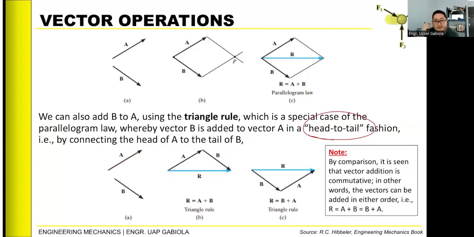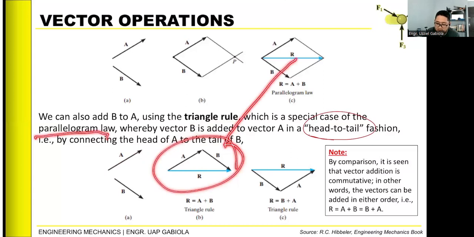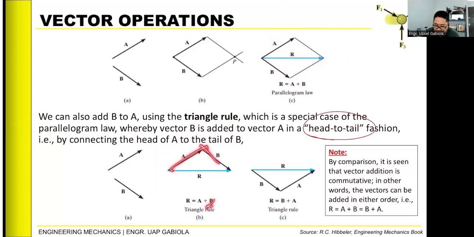So, makaka-form ka ng triangle, kaya triangle rule siya. And as you can see here, itong triangle na to, kaya sinabing special case siya ng parallelogram law, it is also the same figure nito, no? Kaya special case lang siya. Okay? So ito, ang nangyari, si A muna, tapos nag-add ka ng B, no?